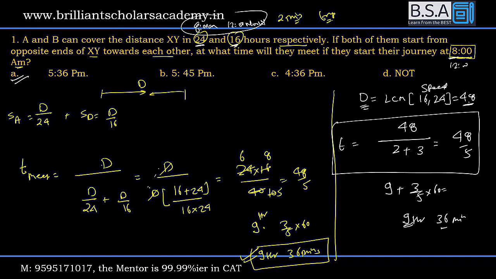Give it a try. A starts at 8 a.m. and B starts at noon. Exactly at noon, 12 o'clock. Same values. A can cover in 24 hours, B can cover in 16 hours. A starts at 8 a.m. and B starts at noon. Go on, try.